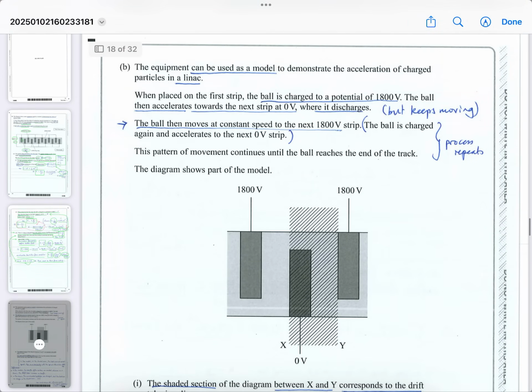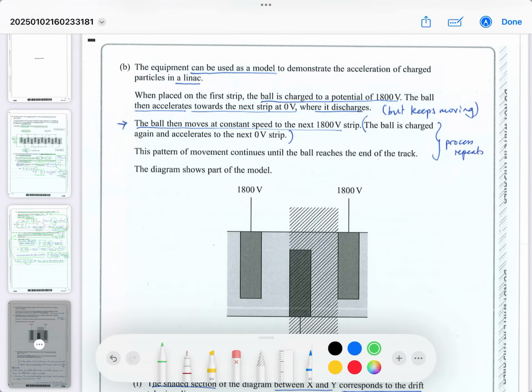Part B, now this is where they want to use this model as an analogy for a LINAC. This equipment can be used as a model to demonstrate the acceleration of charged particles in a LINAC. When placed on the first strip, the ball is charged to a potential of 1800 volts. That's the only time it gets a charge, when it's on the 1800 volt strips. The ball then accelerates towards the next strip, which is at 0 volts.